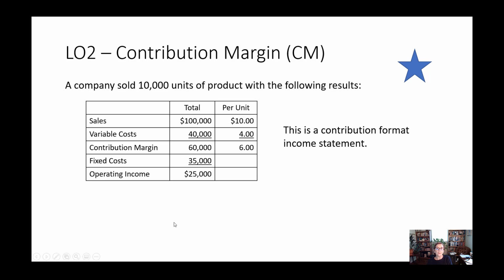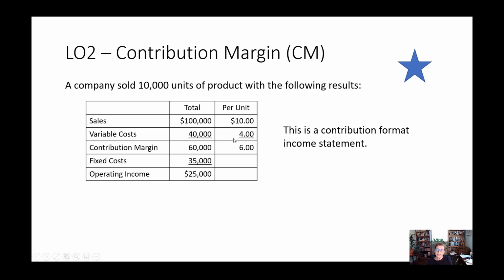Now, we have a new format for the income statement called the contribution format. And this is what it looks like. Now, it starts with sales, just like all of our other income statements did, right? And it ends with operating income. In between, we have costs classified by behavior. So our sales here are $100,000. Our variable costs are $40,000. Sales minus variable costs equals contribution margin. That's $60,000. Minus your fixed costs gives you your operating income. Okay, so we're subtracting as we go down, just like we do on most income statements, right?